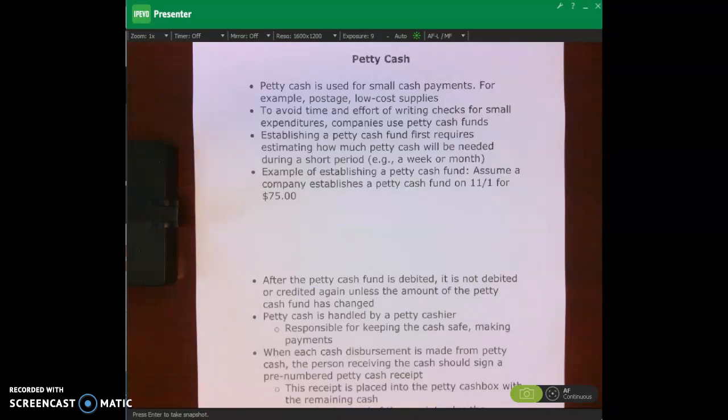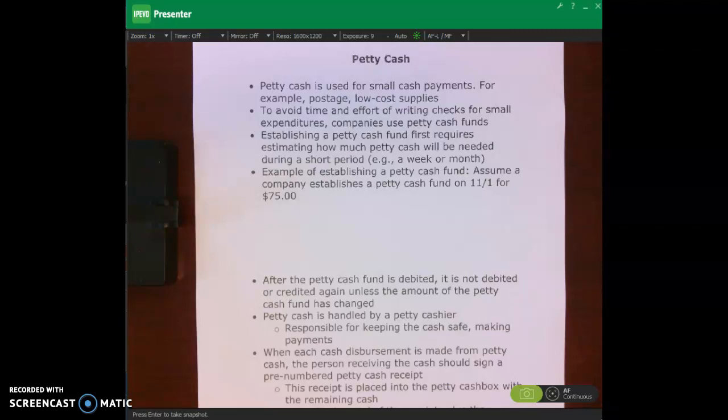So to get around some of the hassles with writing checks for purchasing low-cost dollar items such as supplies, pencils, post-it notes, postage, what companies do is they use another account called petty cash. And that's just to get around some of the time and hassle with writing checks for some of these low-cost dollar items. We'll just use petty cash.